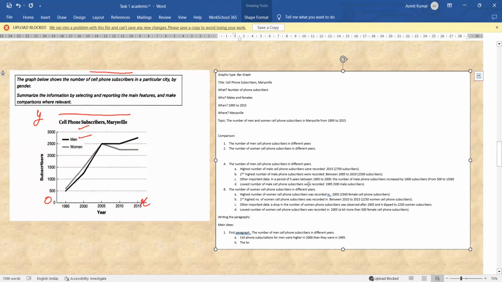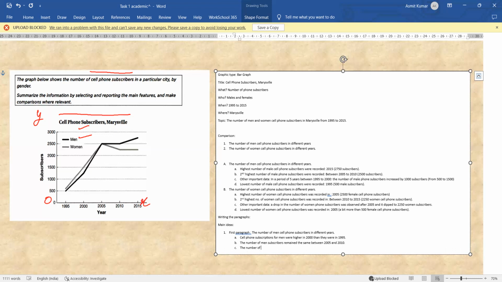So let's start here. I am writing the number of men subscribers remain same or constant. Same would be better. Between 2005 and 2010. And the third one, slight increase was observed, right?